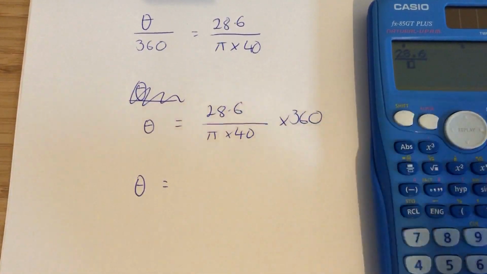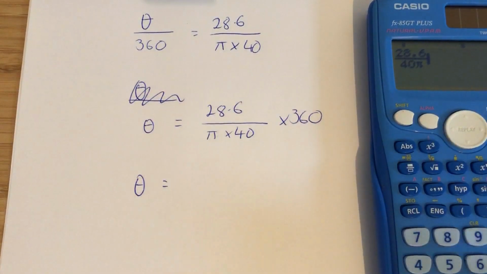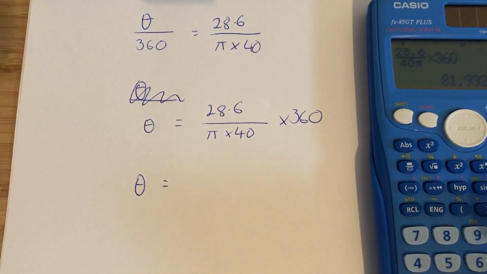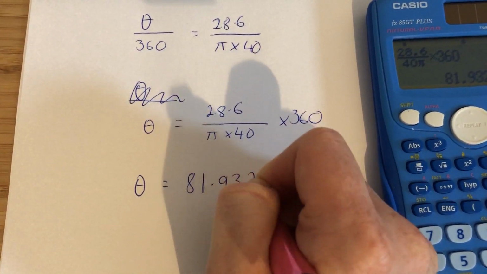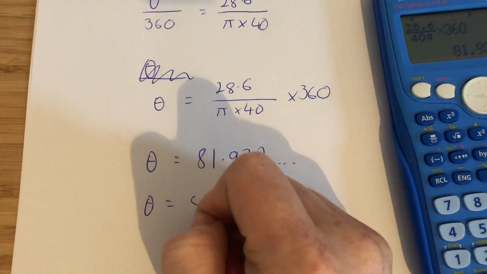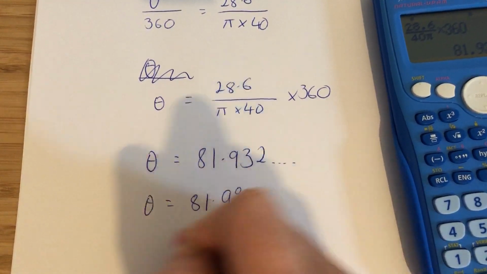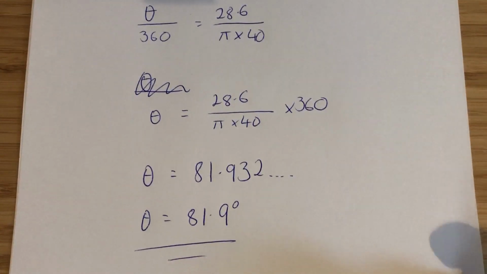28.6 over 40 pi, pi times 40 if you prefer, times 360. We've got an angle equals 81.932 dot dot dot. So our angle here is 81.9 degrees. And that's you. Okay, last one I'm going to do is just a little bit different, because it's actually finding a length, the length of the pendulum.